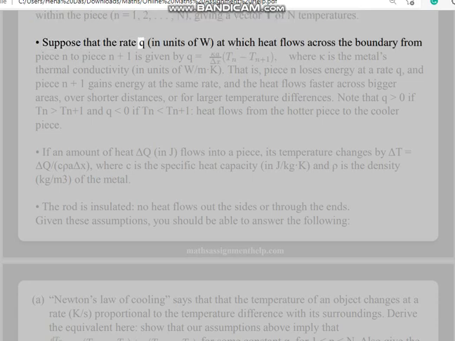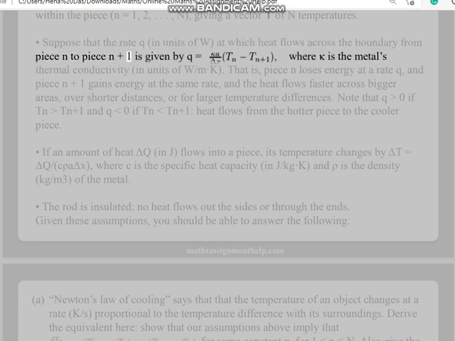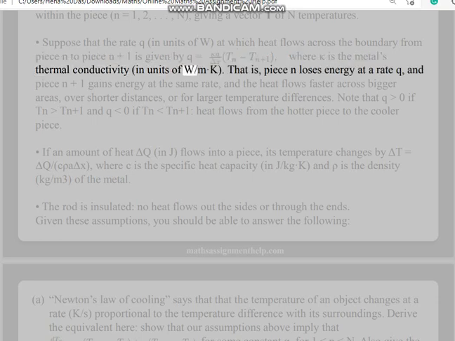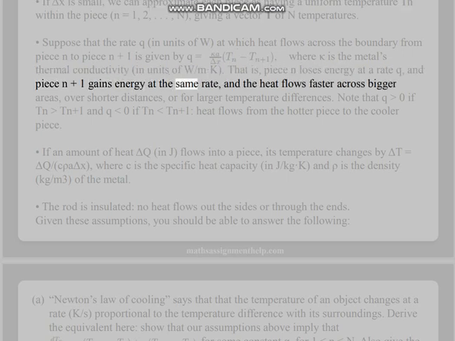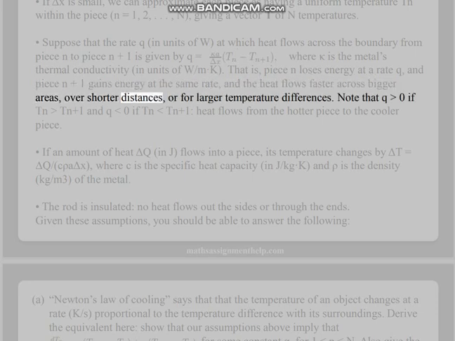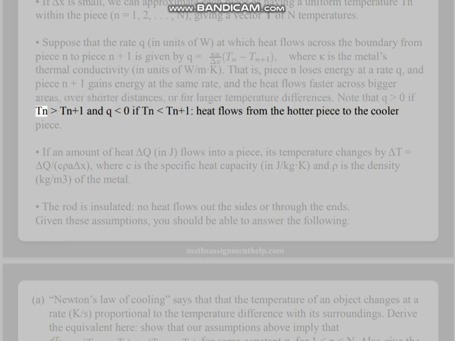Suppose that the rate q, in units of W, at which heat flows across the boundary from piece n to piece n plus 1 is given by q equals a formula where kappa is the metal's thermal conductivity, in units of W/mK. That is, piece n loses energy at a rate q, and piece n plus 1 gains energy at the same rate, and the heat flows faster across bigger areas, over shorter distances, or for larger temperature differences. Note that q is greater than 0 if T_n is greater than T_n plus 1 and q is less than 0 if T_n is less than T_n plus 1: heat flows from the hotter piece to the cooler piece.